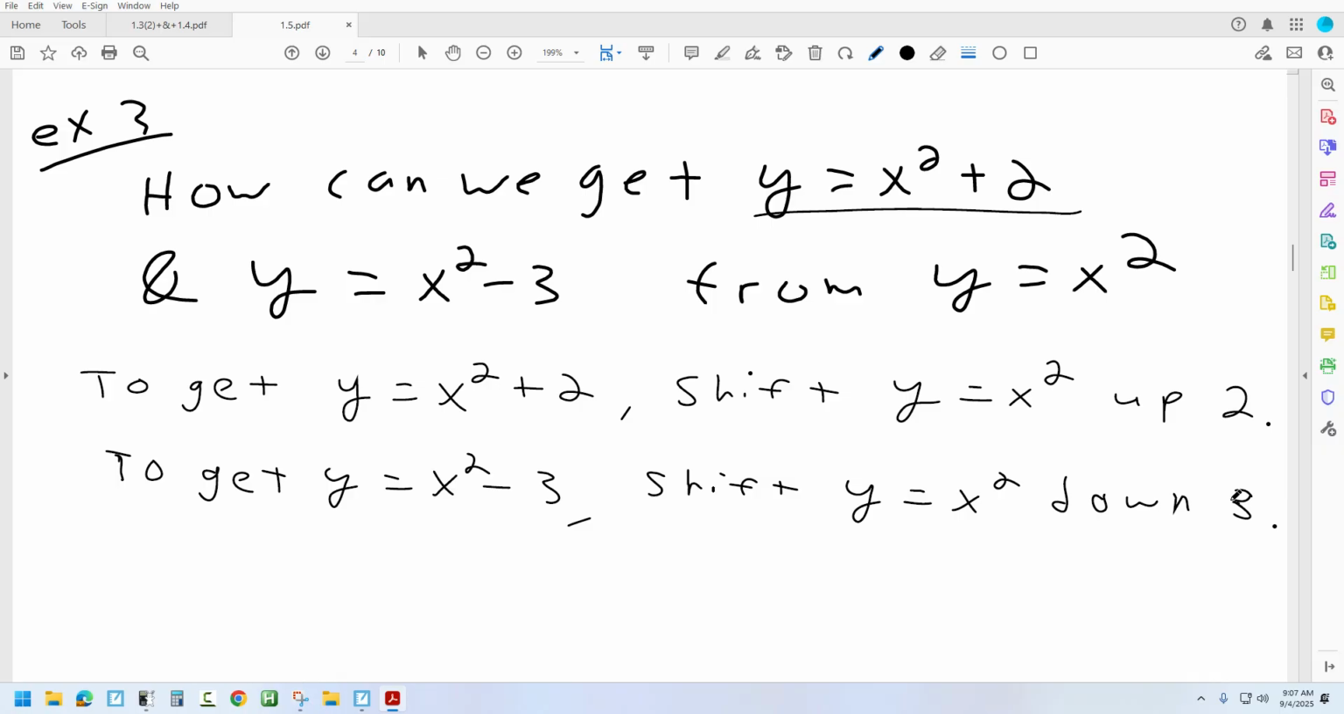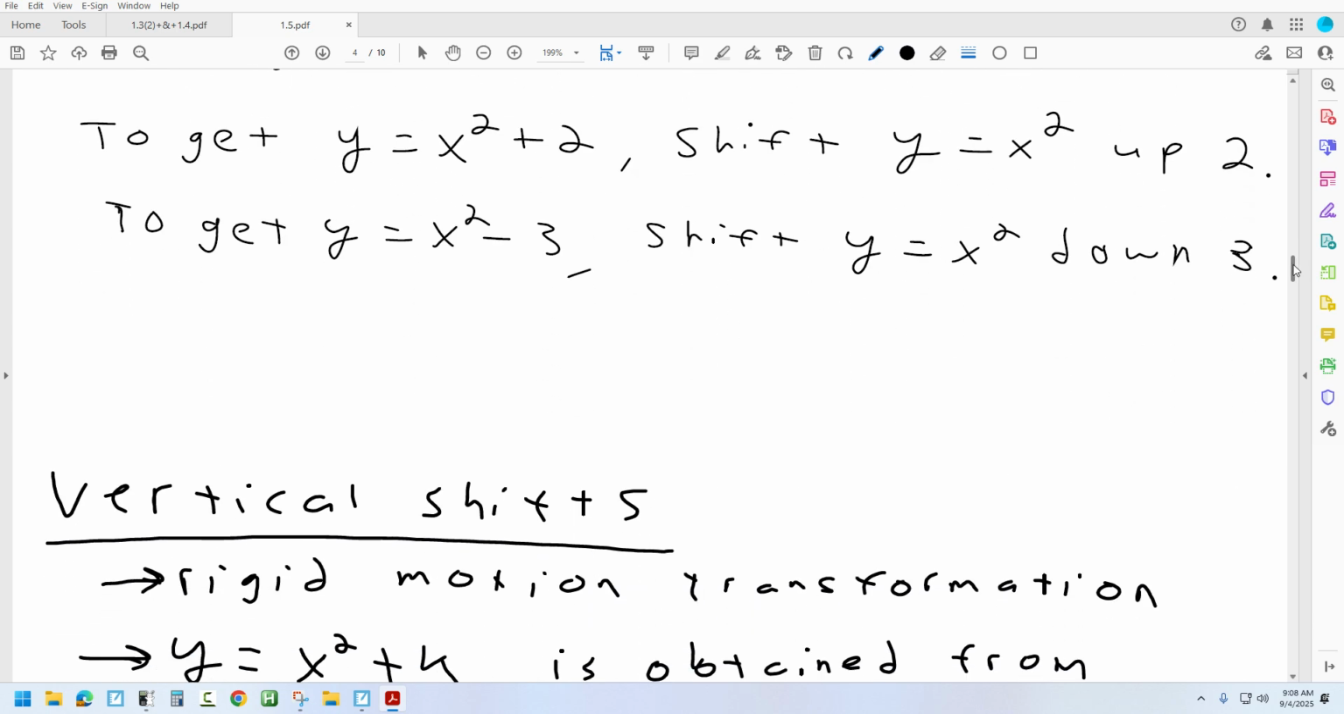So adding or subtracting a number on the end of the function causes a vertical shift. Okay, these are different than stretches because they don't distort the picture. Stretches take your picture and it can distort it. When you shift it, that's called a rigid motion transformation. It's just taking what you have and moving it somewhere else.